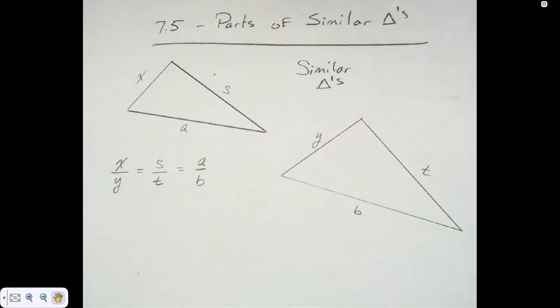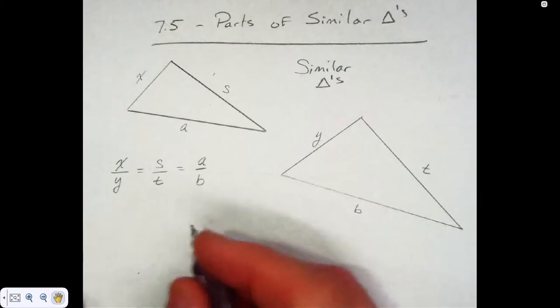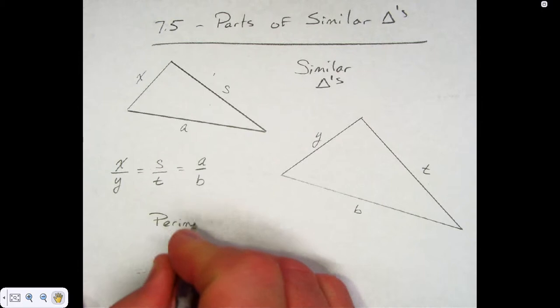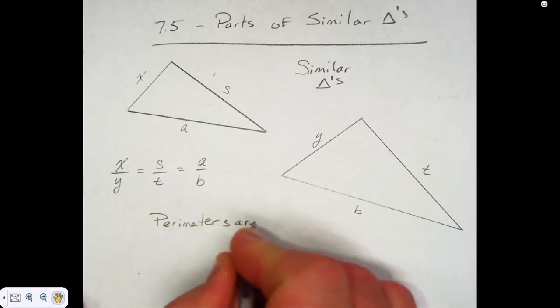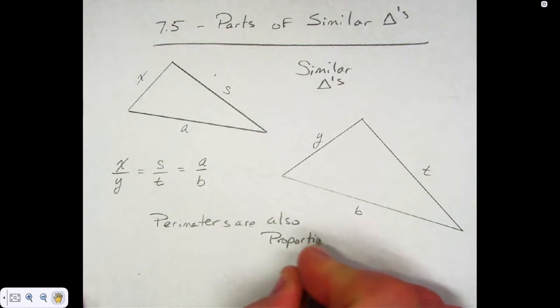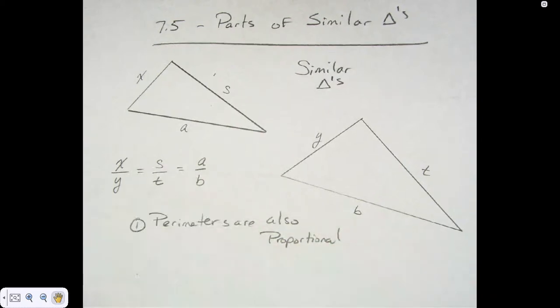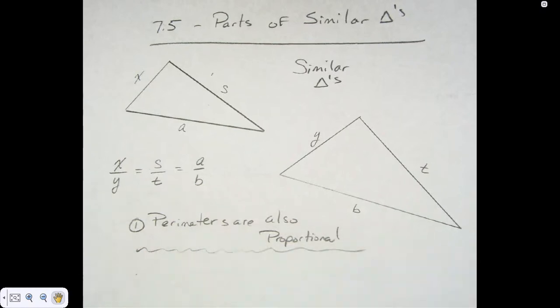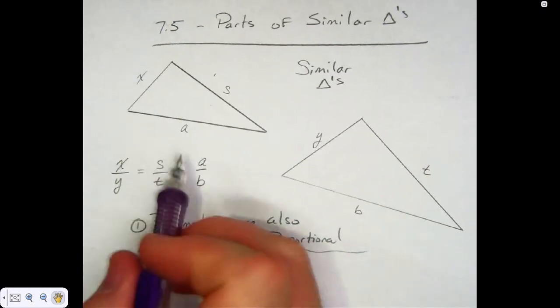Would everyone agree that we know that to be the case? You know that they're all said to be proportional. Do you guys remember that the perimeters are also what? Proportional. So that's another special part that's also proportional and equals the same scale factor.